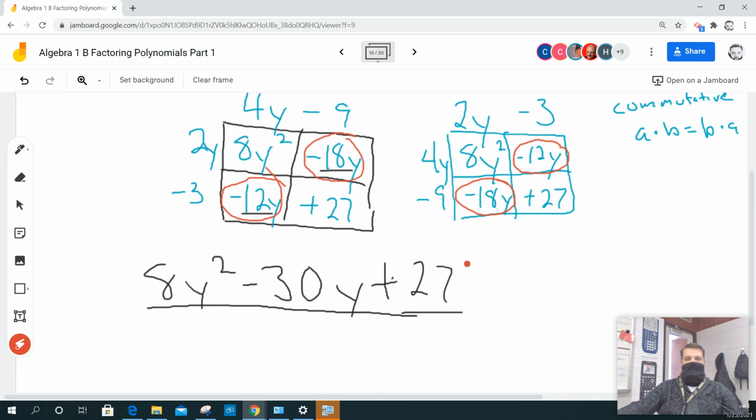Okay? And then that is basically it. We write it down. So all that stuff multiplies out to 8y squared minus 30y plus 27. Any questions? No?